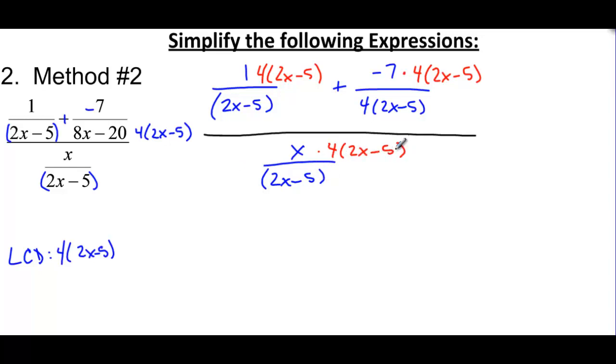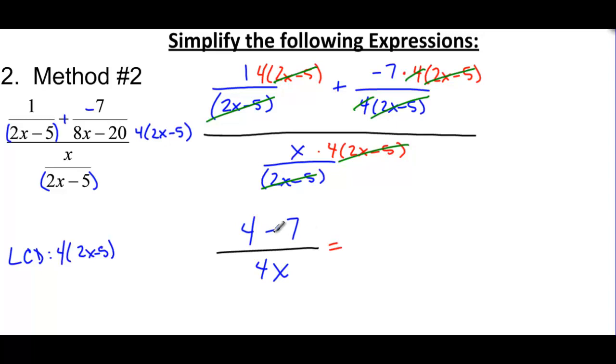Now if you notice, my LCD contains parts, if not the whole thing, of the denominators. And the reason we do this is because we're going to be able to reduce 2x minus 5, 2x minus 5. So I'm just left with a 4. If I look at the next one, 4 and 4, 2x minus 5, 2x minus 5. So I'm just left with a minus 7. Okay, over. If I look here, I have a 2x minus 5, a 2x minus 5. So I'm left with x times 4, which is 4x.